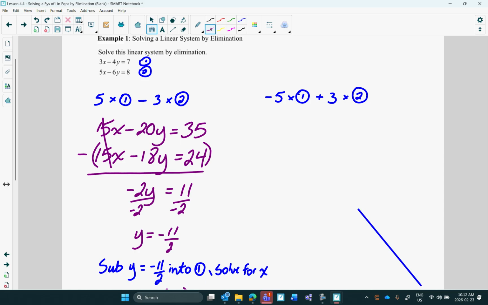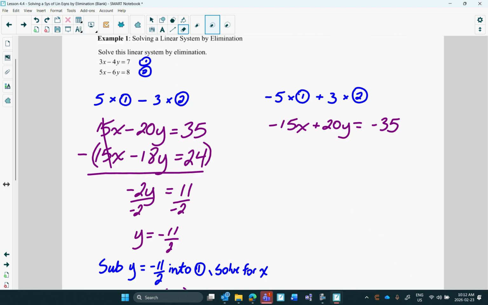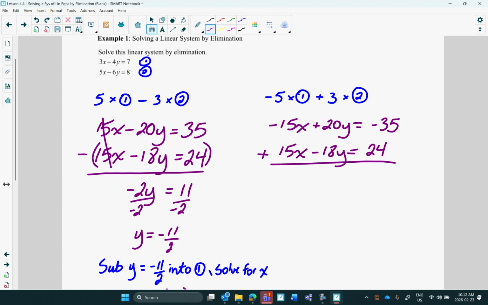If I do that, I get negative 15x plus 20y equals negative 35, right? And if I multiply the second one by 3, I get the same as I did before. 15x minus 18y equals 24. Now I'm going to add.